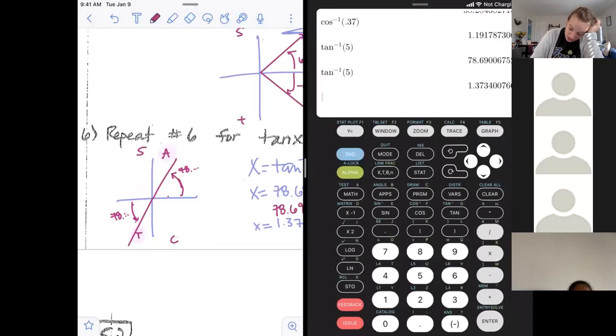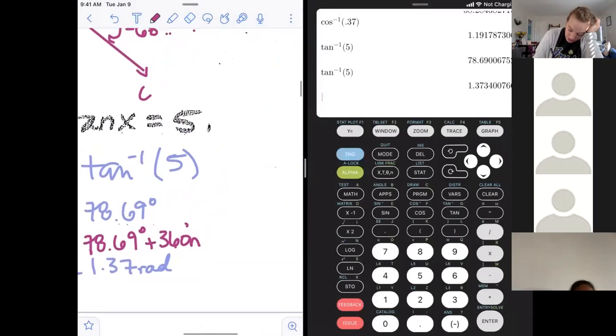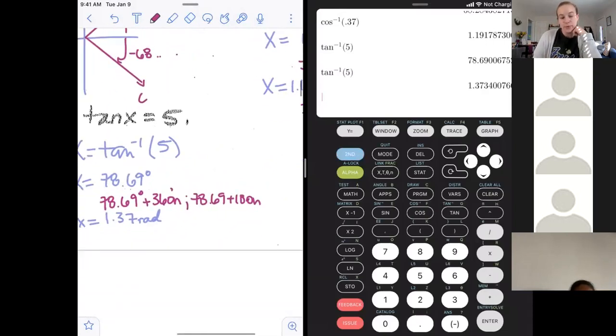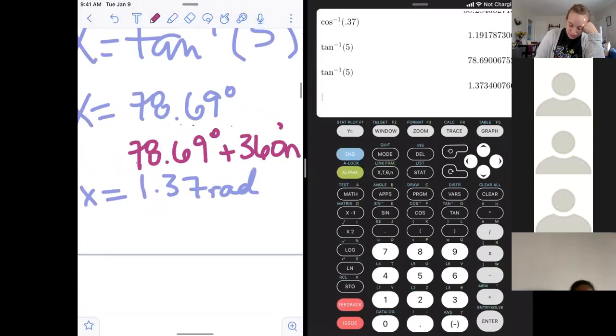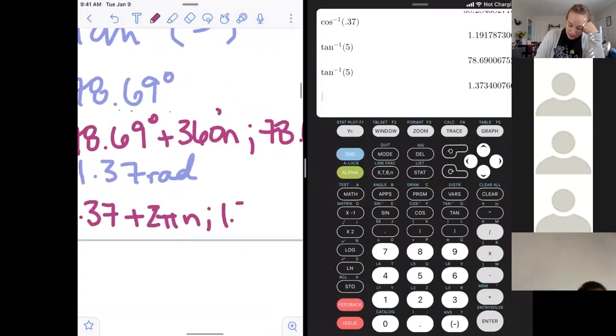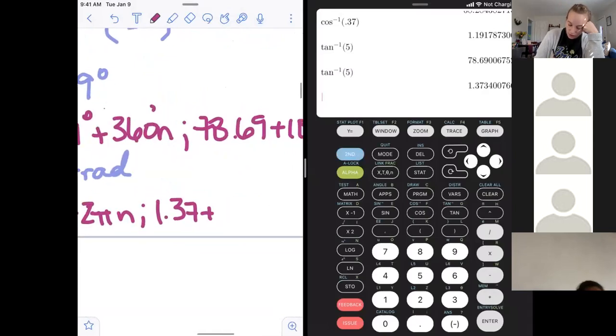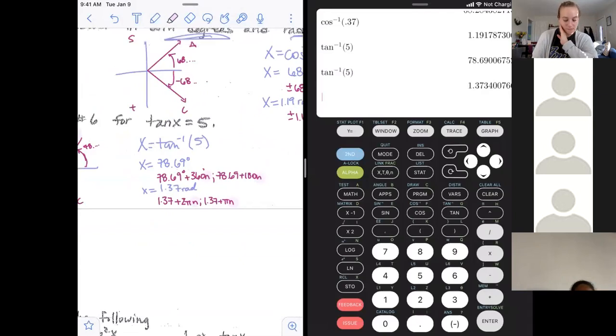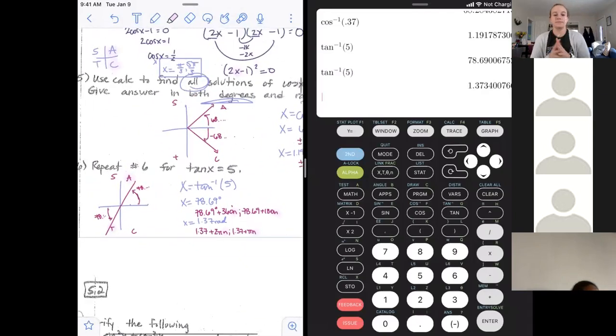So I'm going to say not just 78.69 plus 360n, but I'm also going to say 78.69 plus 180n to represent it only going halfway around and a little bit more. Same idea with the radians, but instead of doing just 2 pi, I'm going to do positive 1.37 plus 2 pi n, and then positive 1.37 plus pi n. Those represent each other. 360 and 2 pi are the same, 180 and pi are the same. So those answers in pink are again my answers.